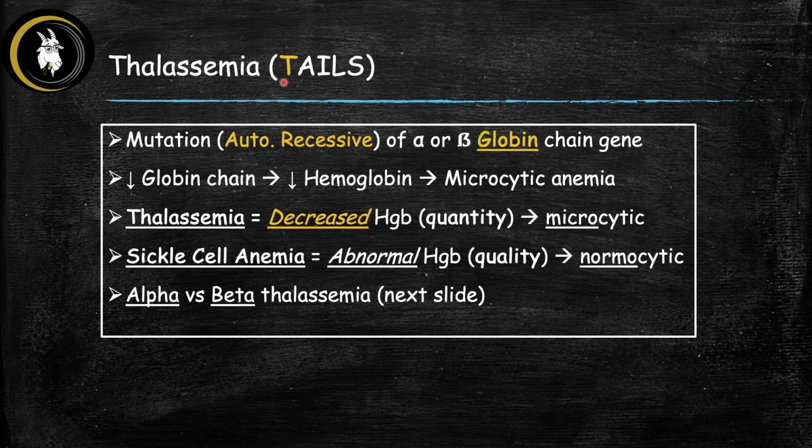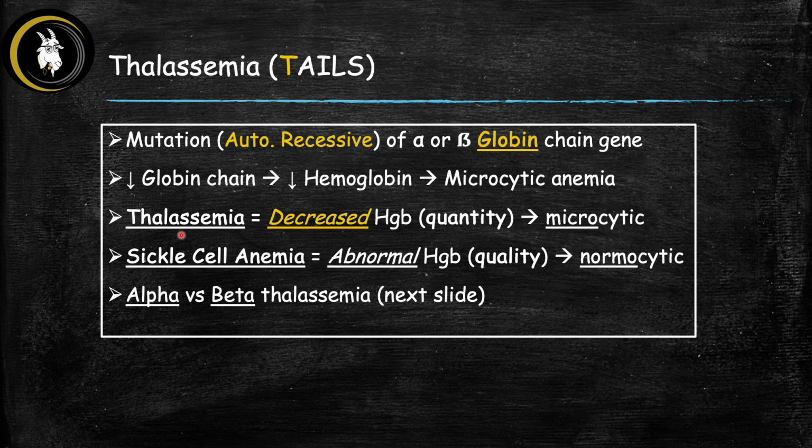All right, so let's talk about thalassemia. This is the T in our TAILS mnemonic. The problem with thalassemia is an inherited mutation. It's autosomal recessive, and the gene is either the alpha or the beta globin chain gene. So what's going to happen is that we're going to have decreased production of the globin chain, either alpha or beta. This is going to lead to decreased hemoglobin, which, as you know, is going to cause microcytic anemia.